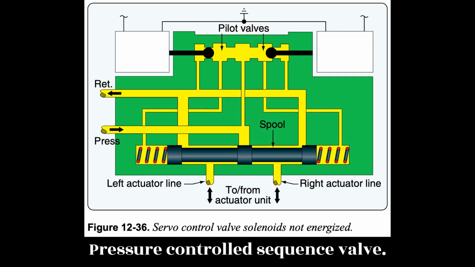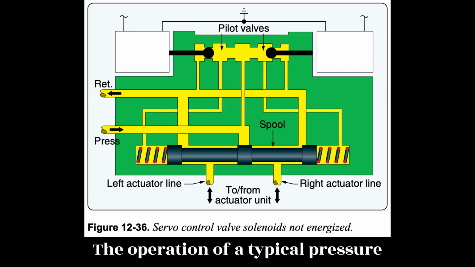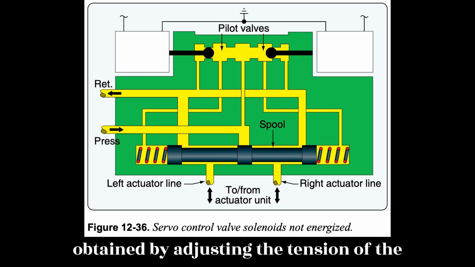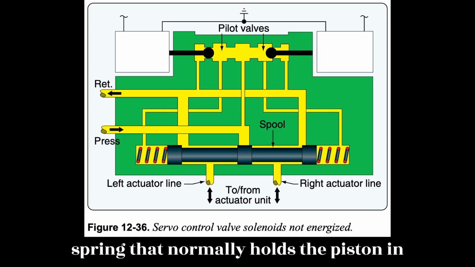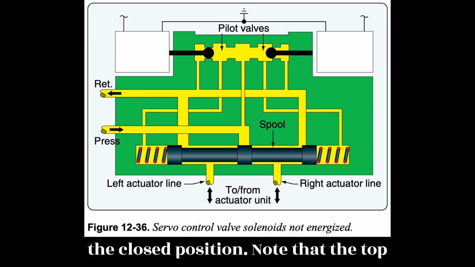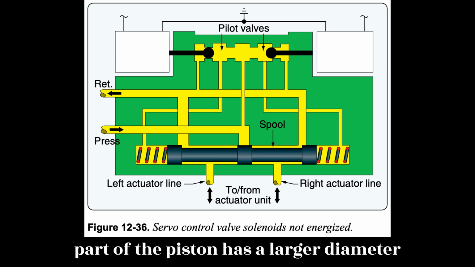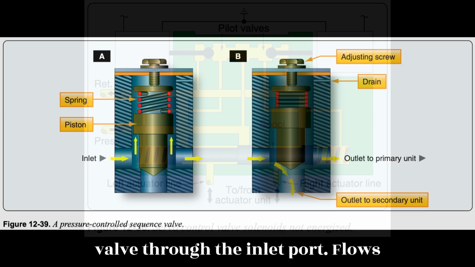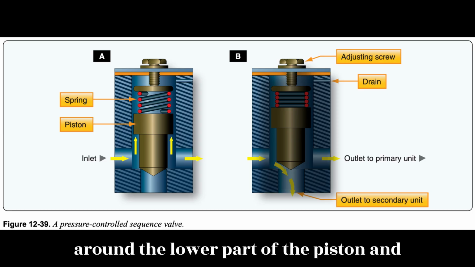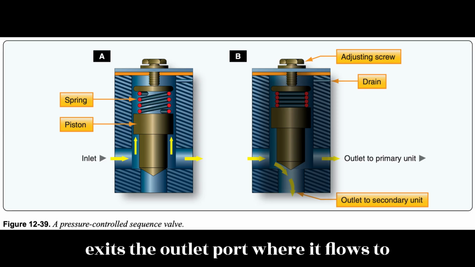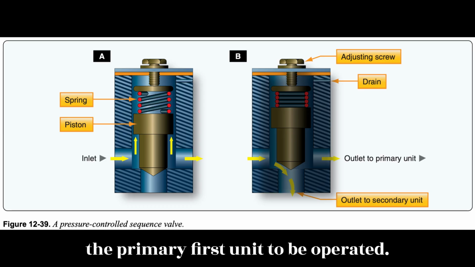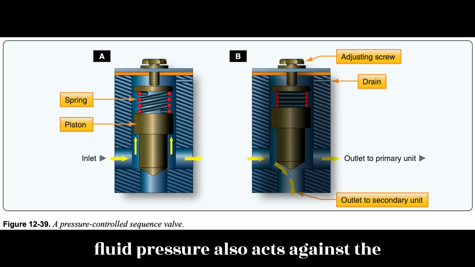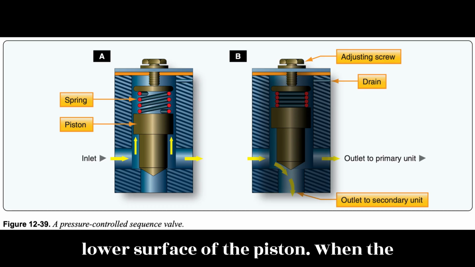Pressure-controlled sequence valve. The operation of a typical pressure-controlled sequence valve is illustrated in Figure 12-36. The opening pressure is obtained by adjusting the tension of the spring that normally holds the piston in the closed position. Note that the top part of the piston has a larger diameter than the lower part. Fluid enters the valve through the inlet port, flows around the lower part of the piston and exits the outlet port, where it flows to the primary, first, unit to be operated. Figure 12-39a. This fluid pressure also acts against the lower surface of the piston.